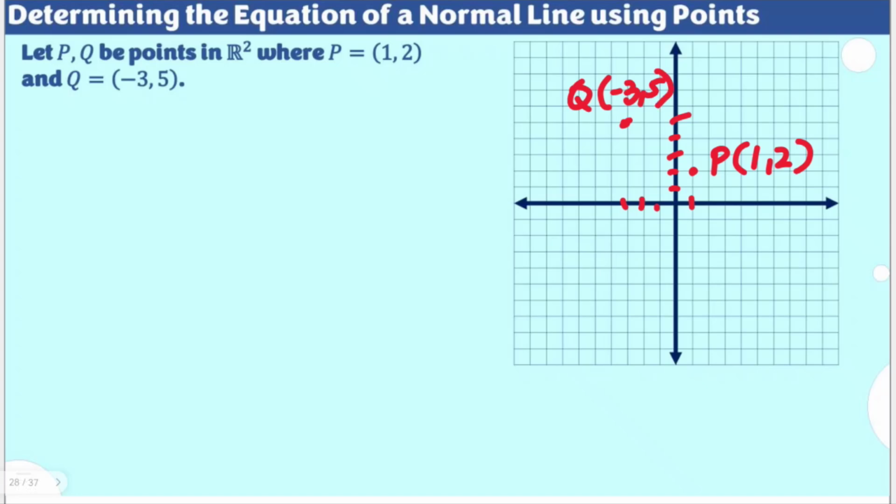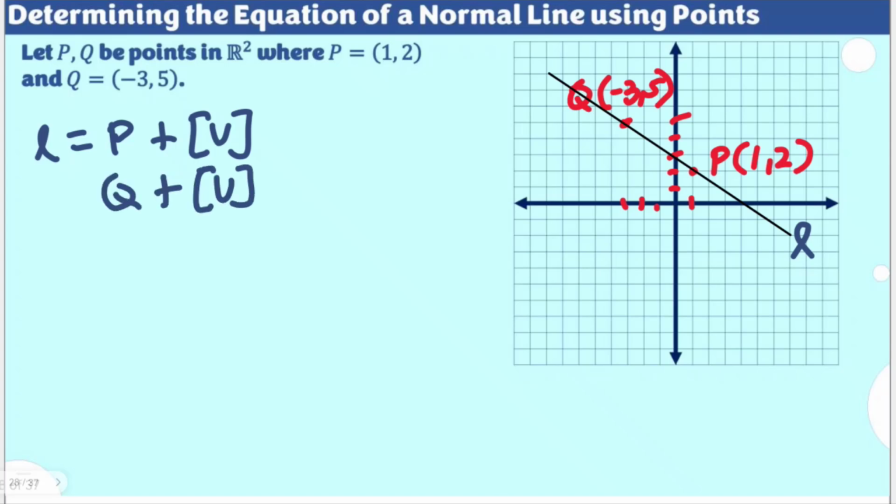If you are going to connect that with a line, assuming that I have my line very straight here, okay, let's say this is our line L. We can write an equation of this using vectors. We know that in writing that, we can have a certain point P plus your vector V, or you could even use point Q plus vector V, because the same line passes through both points P and Q.